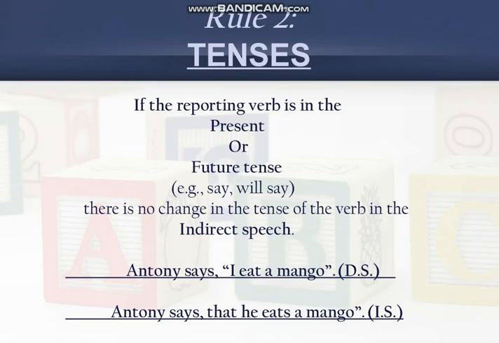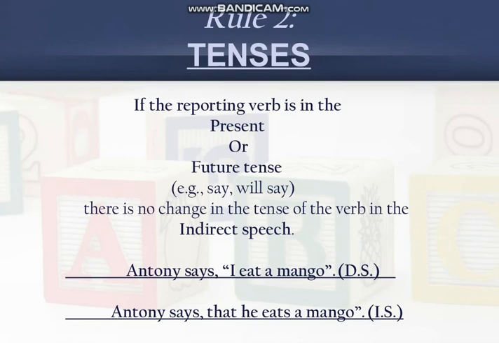But remember one thing: if the reporting verb, the first part of the sentence, is in the present or future tense, like he says, he will say, she says, she will say, I say, I will say, they say, they will say, we will say, then what is the rule? There is no change in the tense of the verb in the indirect speech. The part in inverted commas, the reported speech, keeps the same tense. There is no change in it.